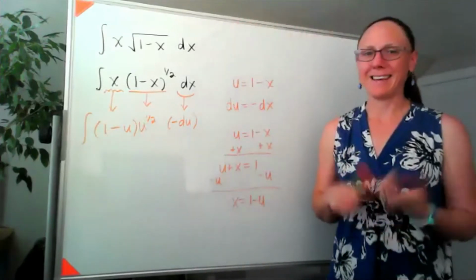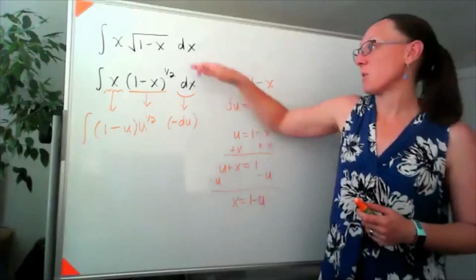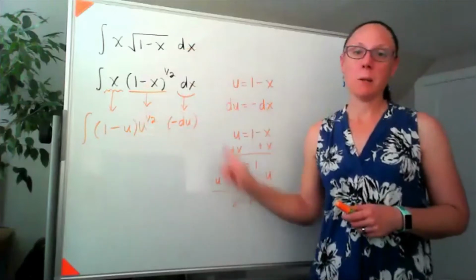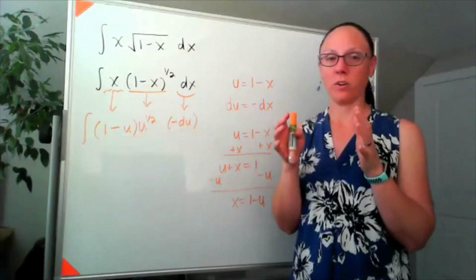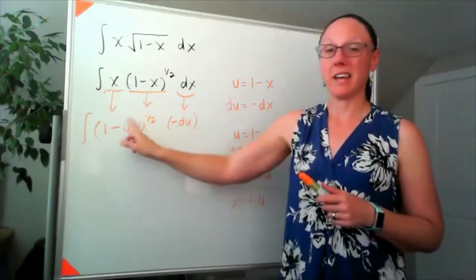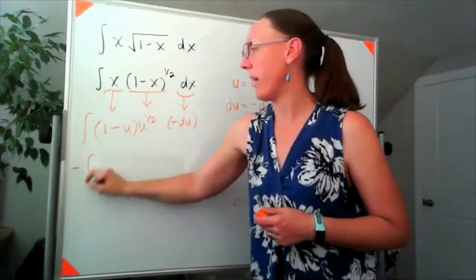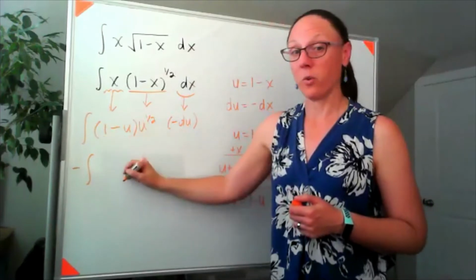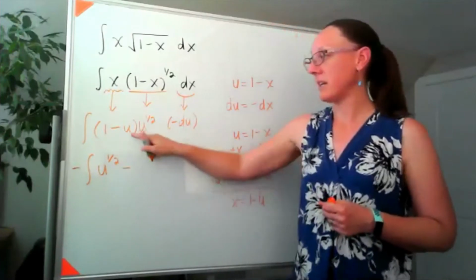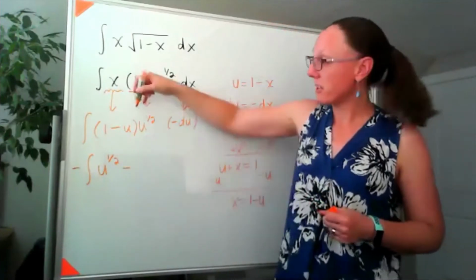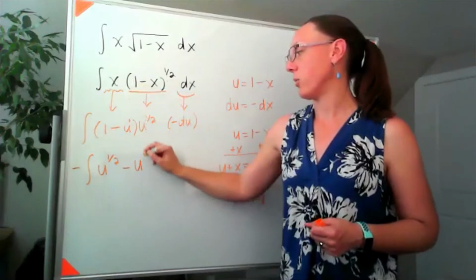You might look at that and say, it doesn't look any better than where we started, but it is. The difference between this version and this version is that now the part that's in parentheses doesn't have an exponent anymore. So I can distribute that u to the 1/2. And I'm going to take that minus sign and pull it all the way out in front. Then I can distribute the u to the 1/2 to end up with u to the 1/2 minus u times u to the 1/2. There's an invisible exponent of 1. So when I add those two exponents, I'll have u to the 3/2.